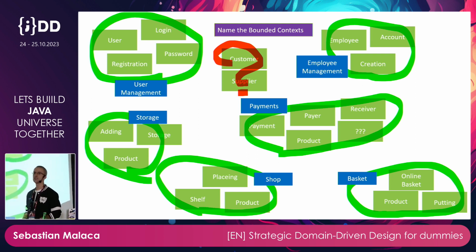Sometimes the decision is based on the context you already have in your platform. For example, if we already have some user management system, of course, I won't write it from scratch. I will use something existing, even if it's connected with user management and employee management. I will use it, and that will be a separate context.